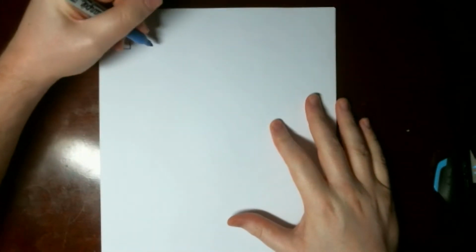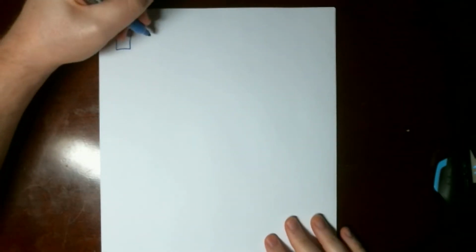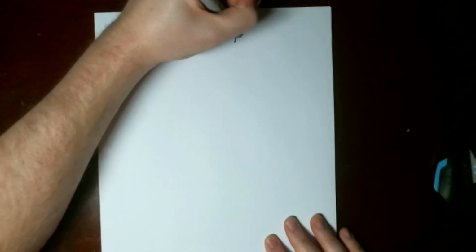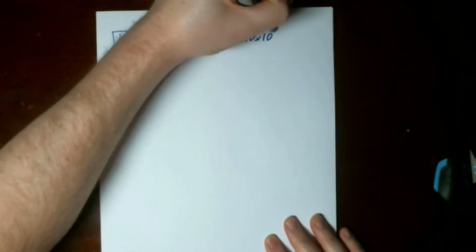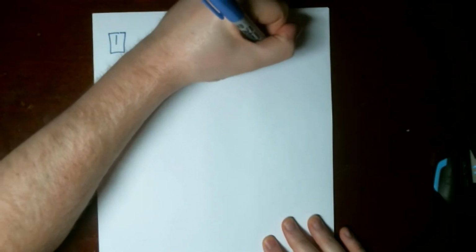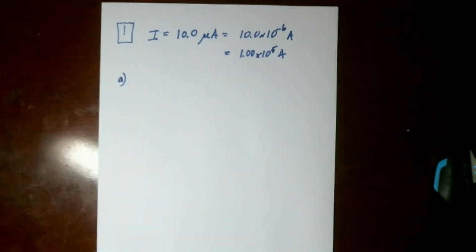So number 1, we have a CRT TV, or cathode ray tube TV, with a beam current of 10 microamps, or 10 times 10 to the minus 6 amps, or sometimes you could write that as 1.00 times 10 to the minus 5 amps. And for part A, we want to find out how much charge strikes the screen in a single scan.